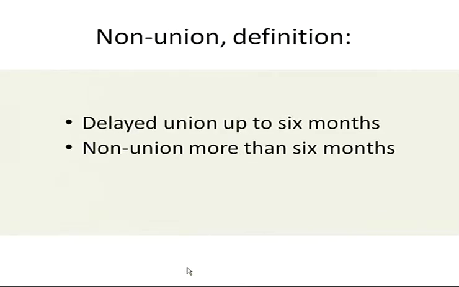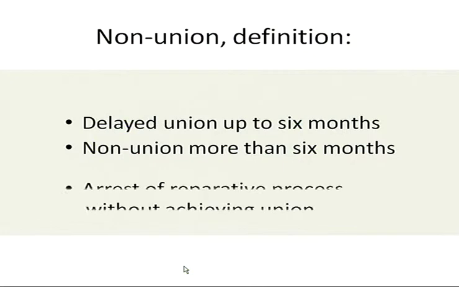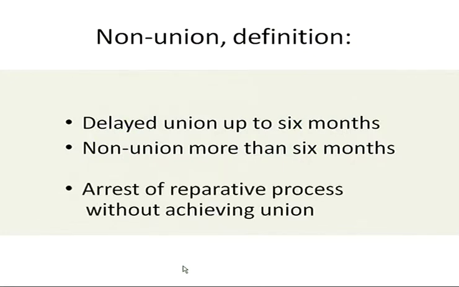Definition of non-union: some people like to define it chronologically, delayed union up to 6 months, and non-union more than 6 months or about 8 months. Some others like to go biological, that is, arrest of the reparative process without achieving union, irrespective of the length of time. And I think this is more logical.